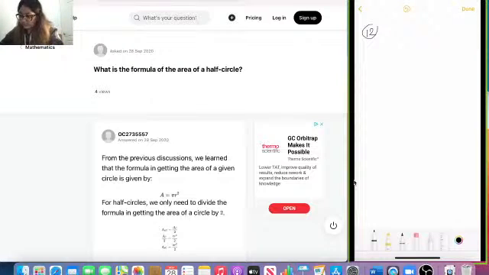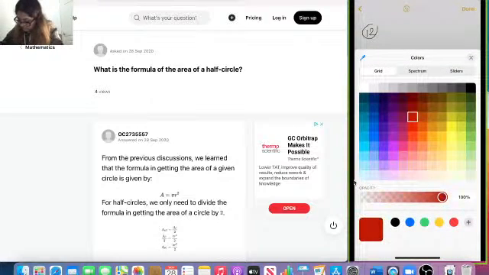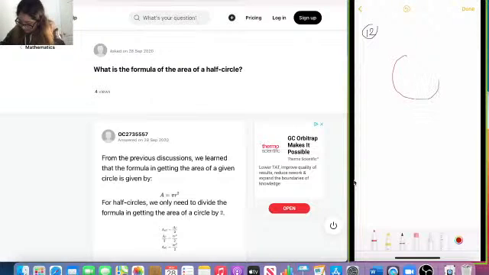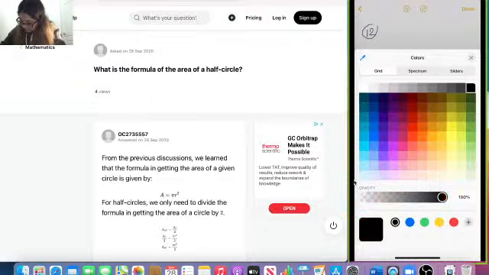So our next question says, what is the formula for the area of a half circle? Okay, so the area of a circle, so let me draw a circle. We have a perfect circle here, and they're asking to find the area, and the area would be everything that's inside this circle, right? So basically this is our area.